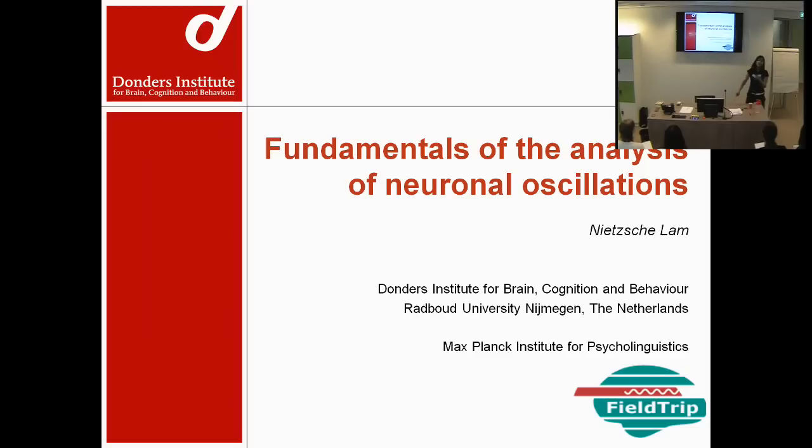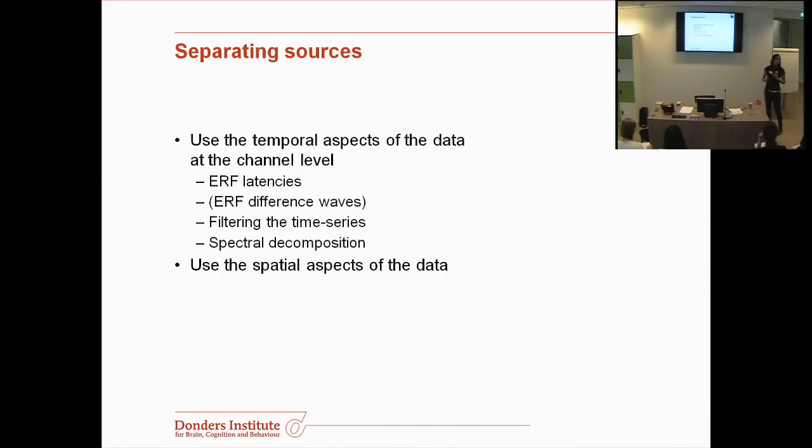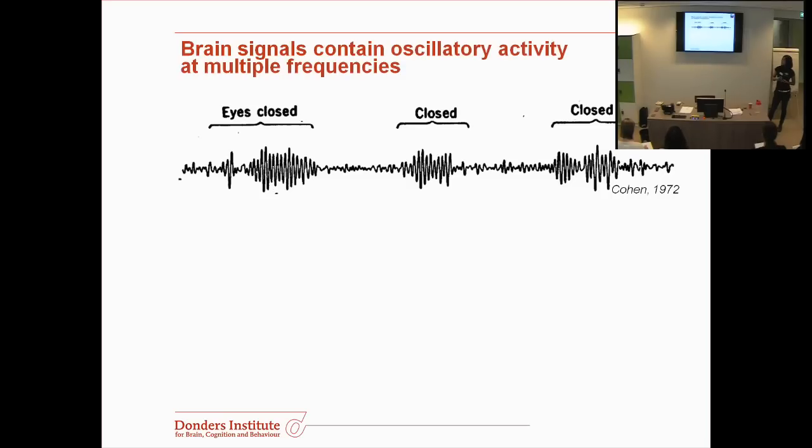All right, so this afternoon's lecture is going to be on the fundamentals of the analysis of neuronal oscillations. When you're looking at MEG, EEG data, there are the temporal aspects of the data and also the spatial aspects of the data. This morning you focused on event-related fields, and this afternoon we're going to take a closer look at spectral decomposition. Just a heads up, later this week you will also have a lecture that focuses more on the spatial aspects.